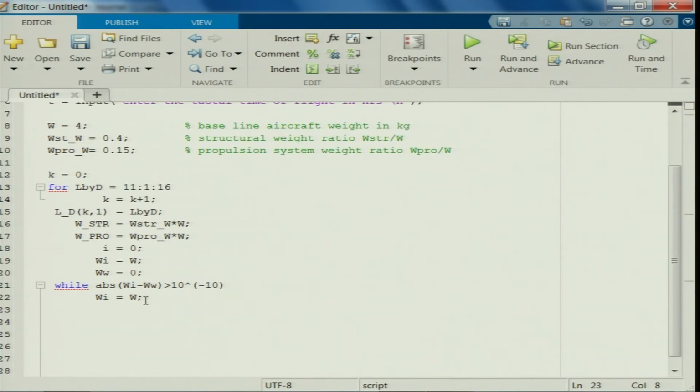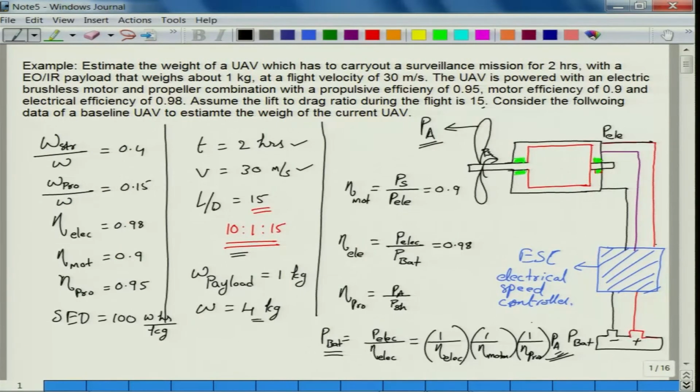So, I is again, Wi is not related with this I, don't get confused with it. I equals I plus 1 talks about the iteration progress here, and then Wi is W, and what I have to calculate is power required, right. That was the whole idea there. I need to calculate the power required, and I need to make sure that power available is sufficient here, is not it.